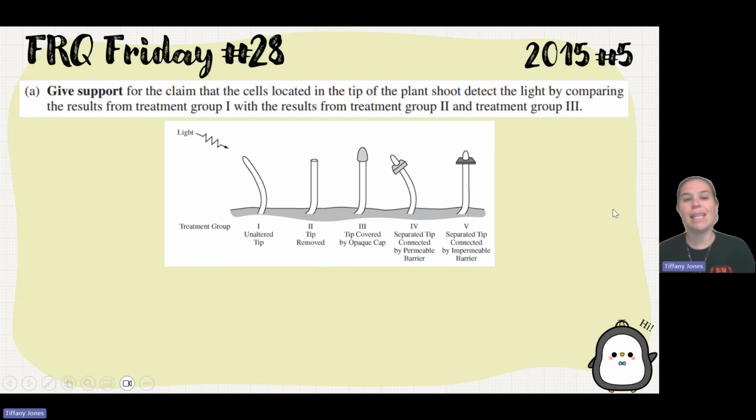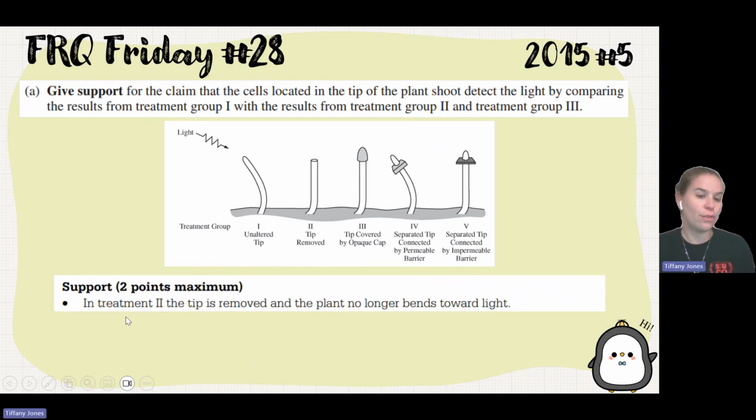So part A asks us to give support for the claim that cells located in the tip of the plant shoot detect the light by comparing the results from treatment group 1 with the results from groups 2 and 3. So if I look at 1, I can see that my tip has been unaltered, and I see that it grows towards that light. Versus when that tip has been removed, it grows straight up, which tells me that the tip must be responsible for detecting that light, because when I have the absence of the tip, the plant is going to grow straight up. So if the tip is removed, the plant no longer bends toward the light.